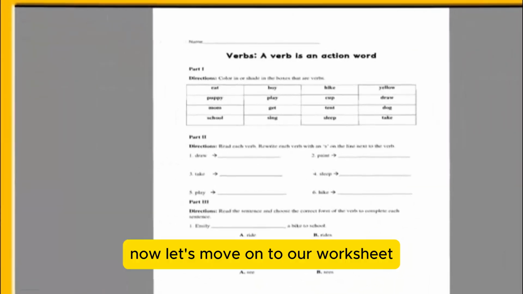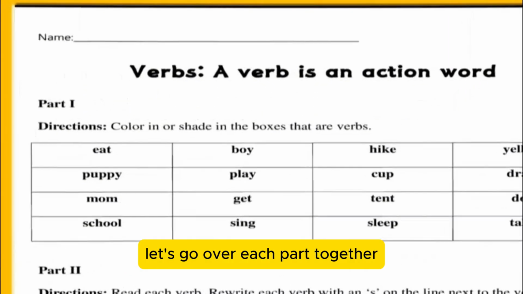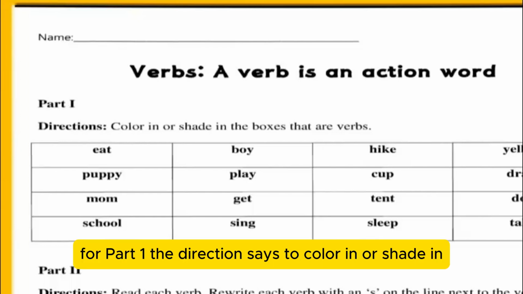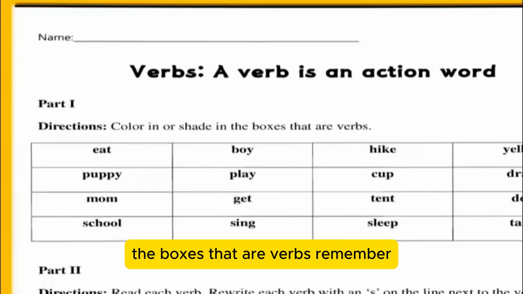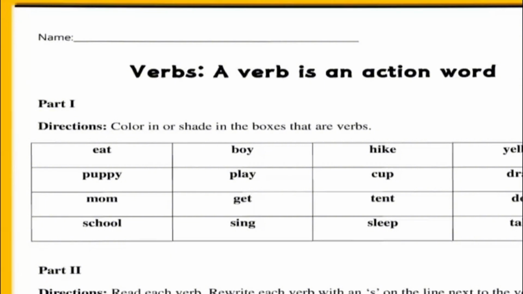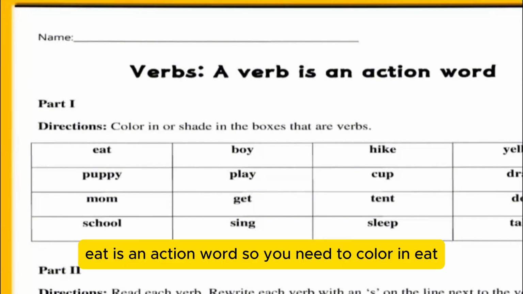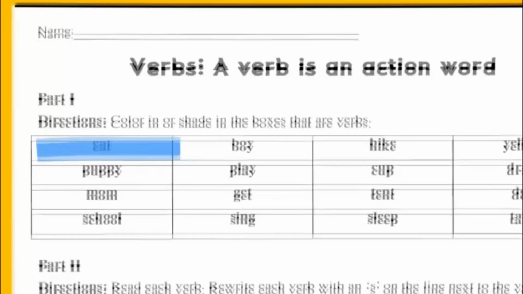Now let's move on to our worksheet. Let's go over each part together. For part 1, the direction says to color in or shade in the boxes that are verbs. Remember, verbs are action words. So let's try the first one together. Eat. Eat is an action word, so you need to color in eat. Try the rest on your own.